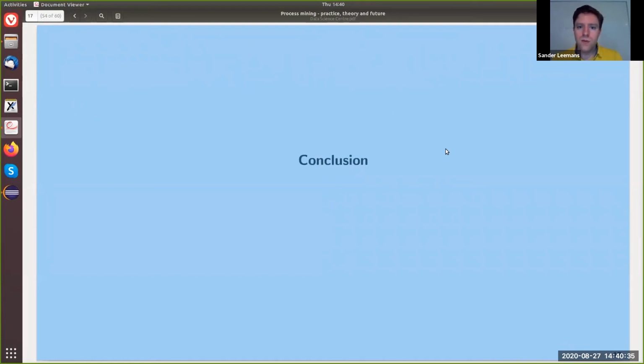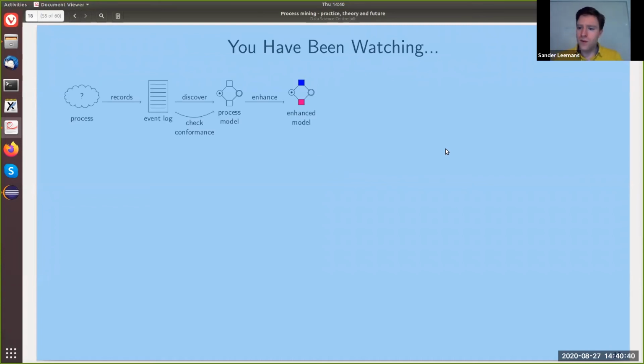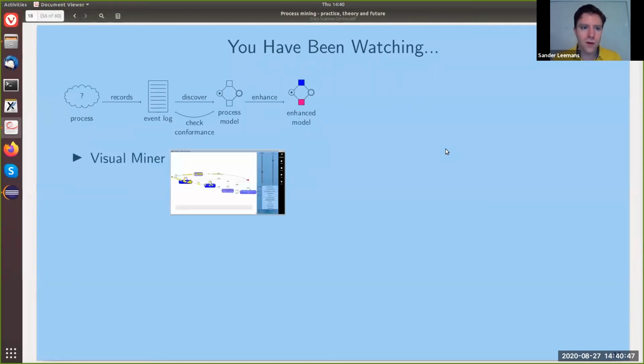That brings me to the end of my talk. So you have been watching, I've shown you the inner workings of process mining and what it is used for. I've shown you a demonstration of the visual miner. I've shown you challenges in process discovery and why this is interesting from a theoretical perspective, because in many cases it is simply not possible to find a model that is perfect in all circumstances. It depends on the use case.